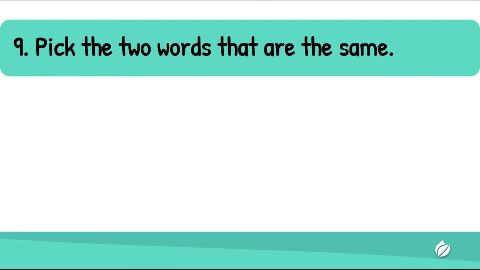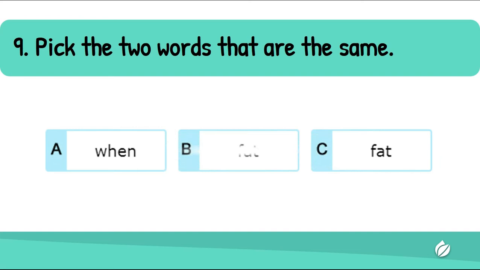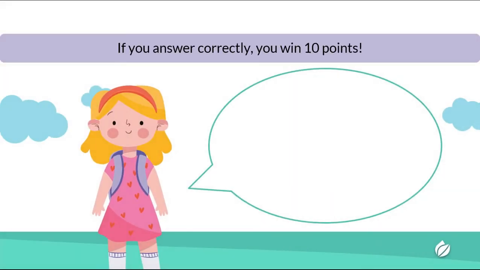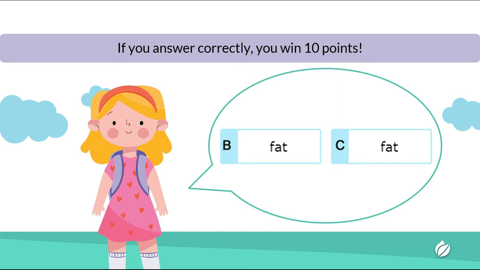Pick the two words that are the same. The options are A, when; B, fat; and C, fat. And the answer is B, fat and C, fat.